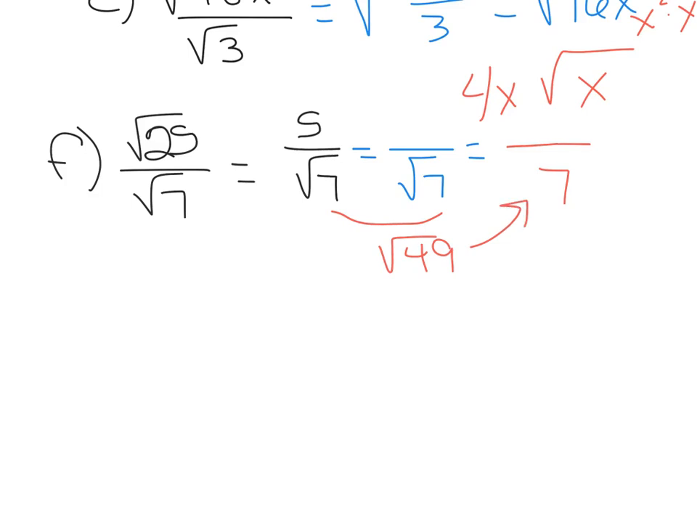Across the top, we're going to multiply. Don't forget, whatever you do to the bottom, you also have to do to the top. So we're going to end up with 5. These have to be the same. 5 times the square root of 7 makes 5 square root of 7. And I'm sorry, those got squished together a little bit.